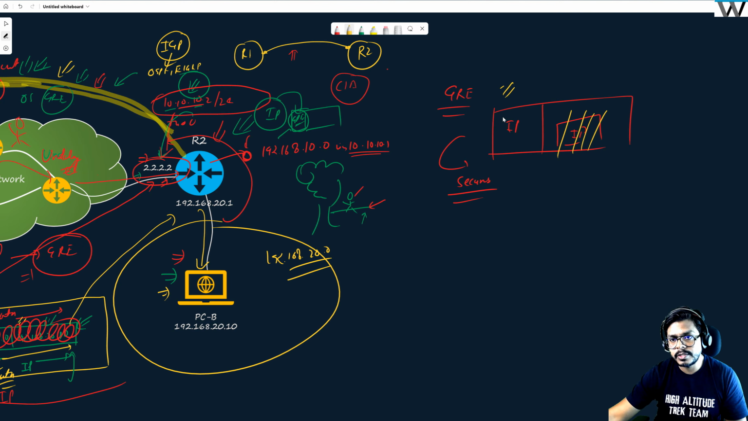Because the outer packet is normal, it can be understood by anybody. And it should be, because this is going over the internet, right? But now the inner packet is encrypted. But now the question arises: how are we going to encrypt it, right?